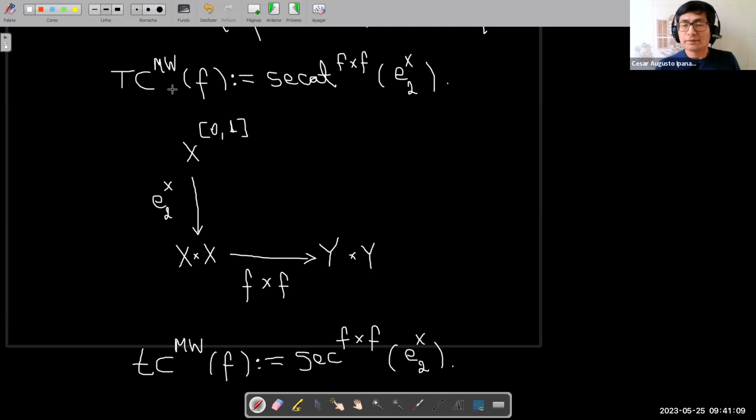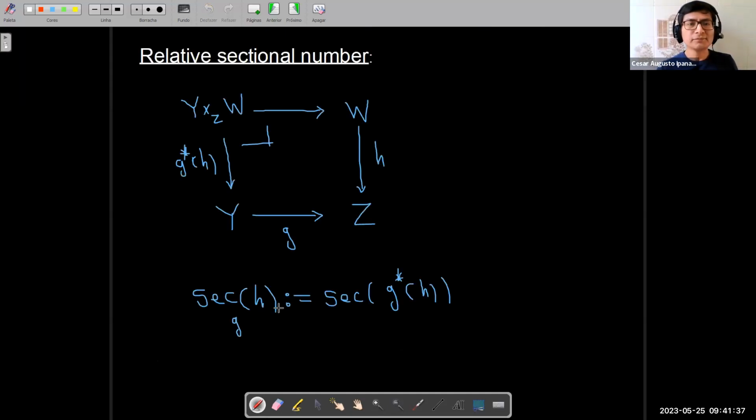Okay. The Murillo-Wu topological complexity is the F times F sectional category of this fibration. Similarly, the naive or strict topological complexity in the sense of Murillo and Wu is the F times F sectional number of this fibration. Okay.